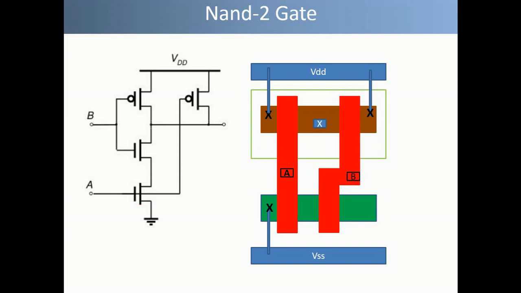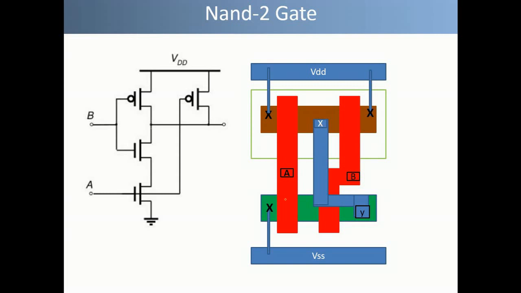In the next step, the polysilicon gates of both transistors are extended according to their connection on the schematic and labeled as inputs A and B. Finally, the output node, which is taken from the common drain terminal of both PMOS transistors, is extended towards the drain terminal of this NMOS transistor, and this is labeled as the output Y. So this completes the stick diagram of a NAND gate.